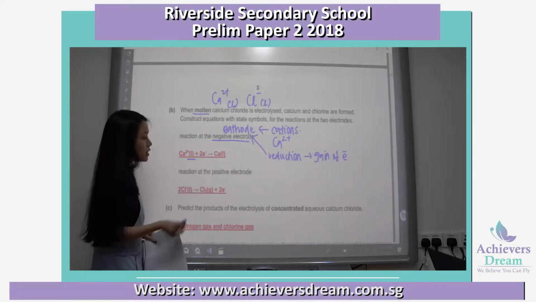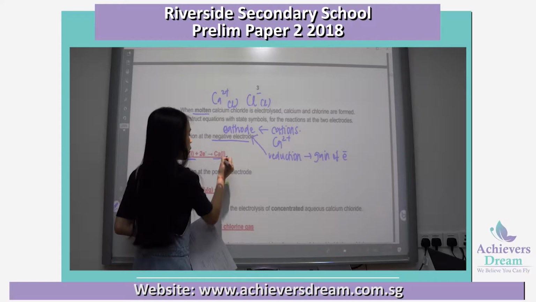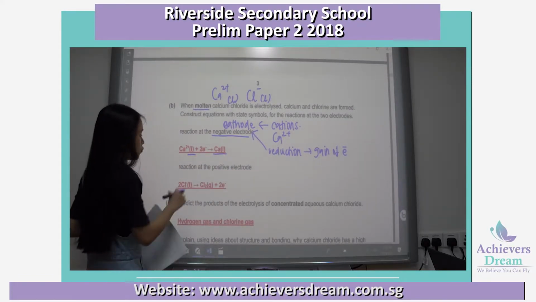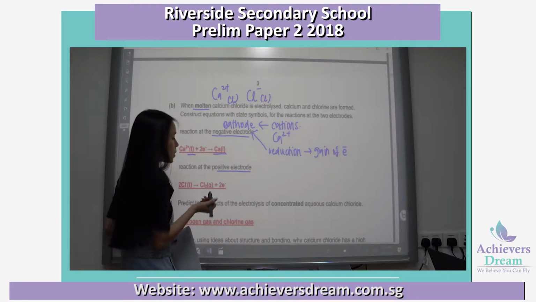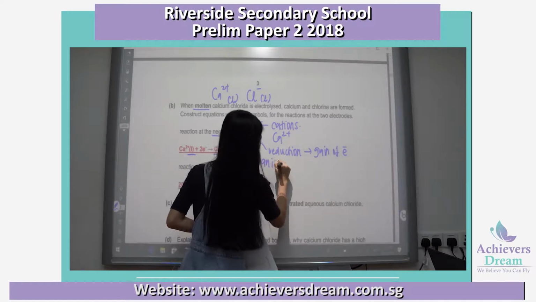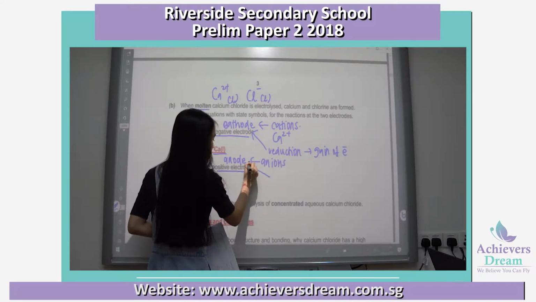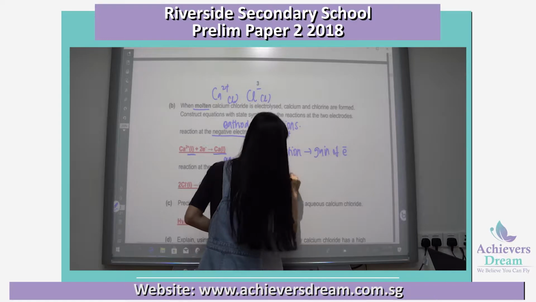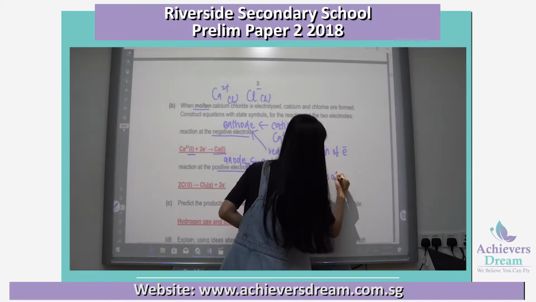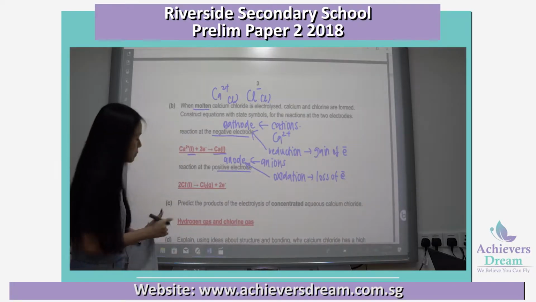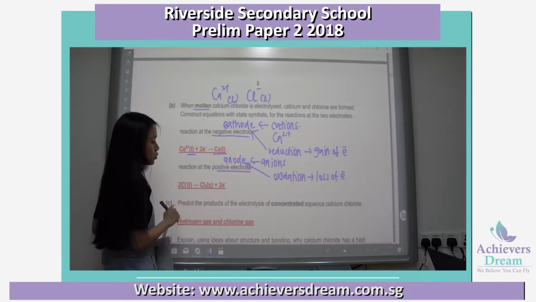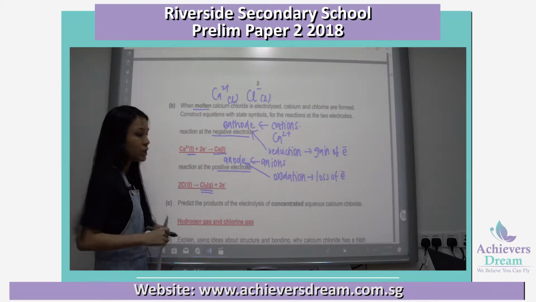So Ca2+ in liquid state, it will gain electrons to form your calcium, which is also in liquid state. Now, reaction at the positive electrode. So positive electrode, we are talking about the anode, and the anode will attract the anions. Remember, at the anode, it is oxidation that is taking place. So oxidation, we are talking about the loss of electrons. So what happens? Cl- in liquid, because it is an anion, it will lose electrons to form your chlorine gas.